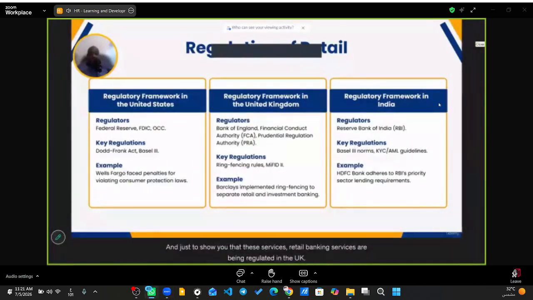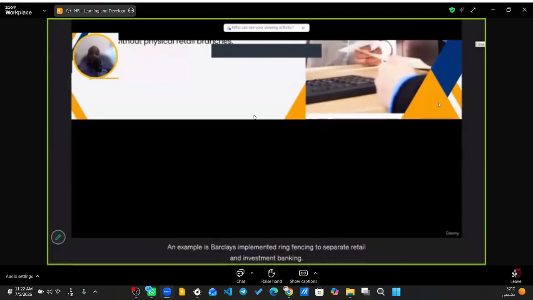In the UK, regulators include Bank of England, Financial Conduct Authority, the FCA, Prudential Regulation Authority, PRA, and many others. The key regulations include ring-fencing rules, where you have to ring-fence your investment banking activities away from your retail banking activities if you're such an institution, and so on. MiFID II, and so many other regulations, the reserve rules, and so many others. An example is Barclays implemented ring-fencing to separate retail and investment banking.